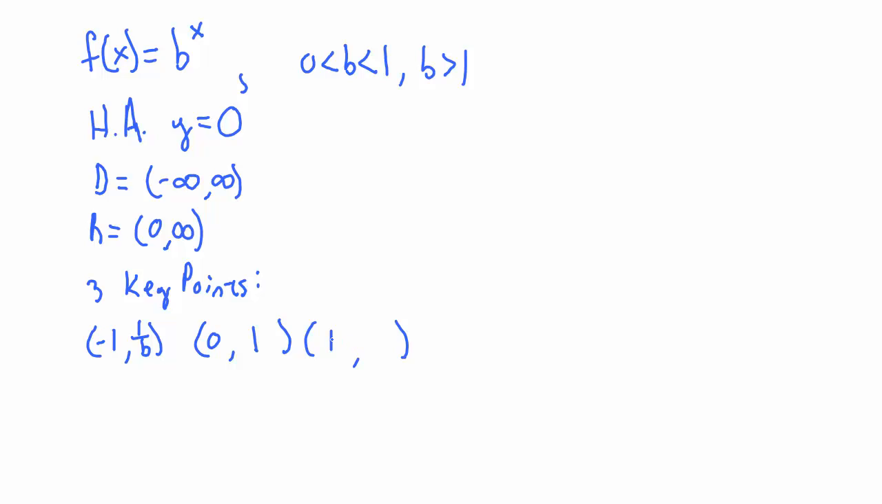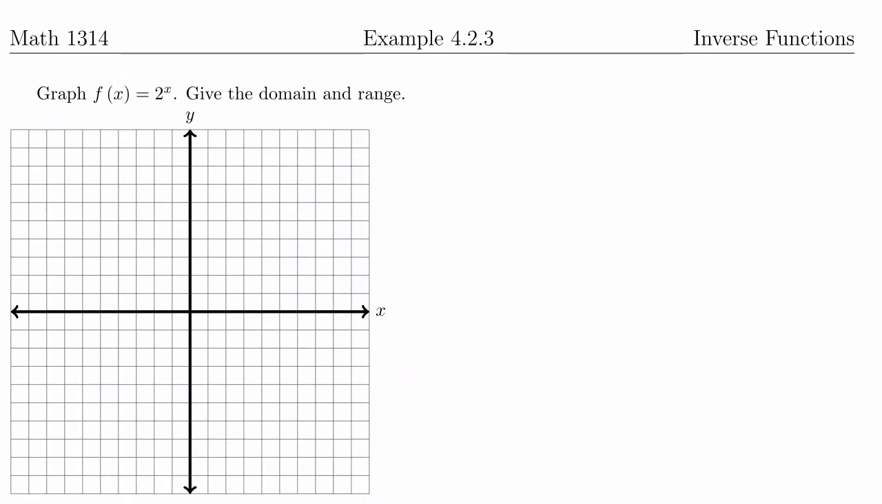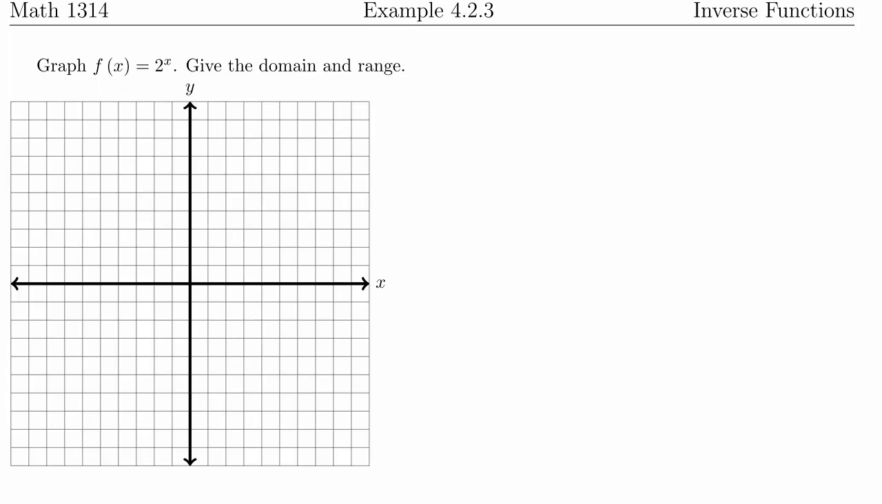Also, your third point, 1, what's b to the first power? Good, b. At least I hope you said b. So there you go. Those are the 3 key points for the exponential function. You don't necessarily need to memorize them, but you do need to know how to get them. Okay, that's enough about exponents. Let's actually graph this.